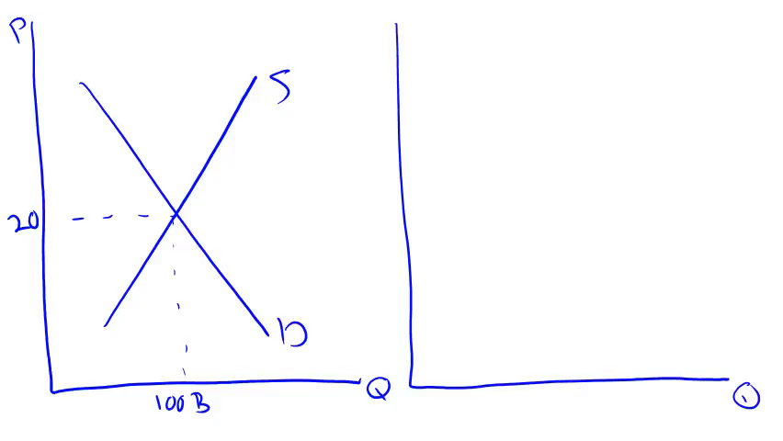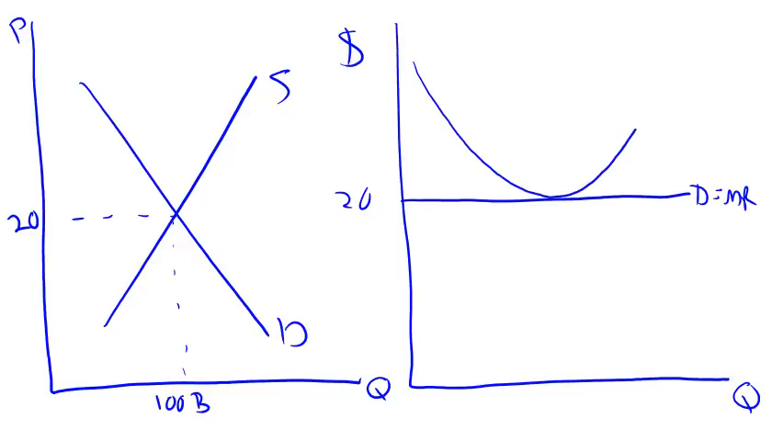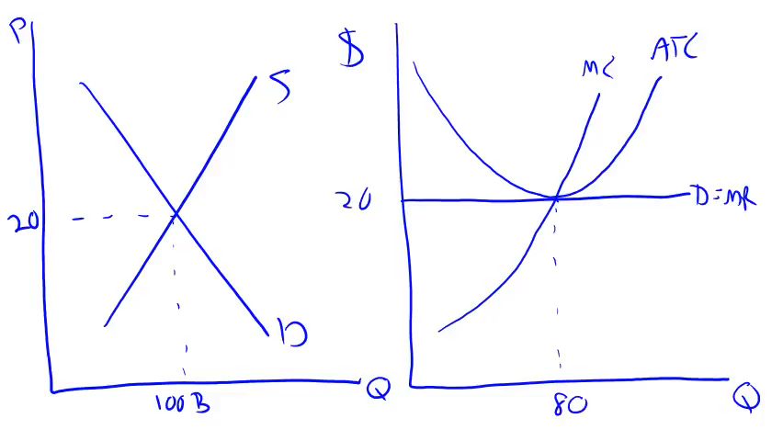The firm will face a demand curve that's horizontal at 20. Average total cost will just touch it, and marginal cost will pass through that minimum. And I say that occurs at a quantity of 80. So 80 is the initial profit maximizing quantity for the firm.